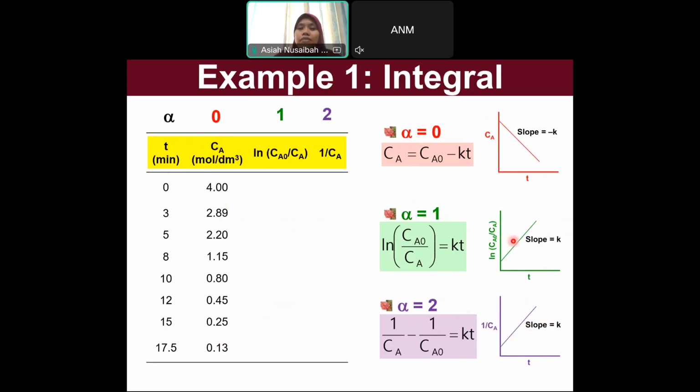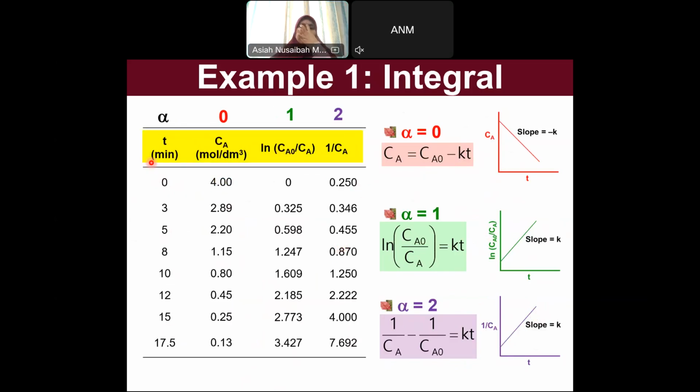For first order, we have to find ln(CA0/CA), so we have to calculate. CA0, we know it's actually CA at time 0, so our CA0 is 4 in this case. So we can calculate ln(CA0/CA). For second order, the y-axis will be 1 over CA. Then we just divide 1 by 4 for time equals 0 and so on. So we complete the table for us to plot all three graphs.